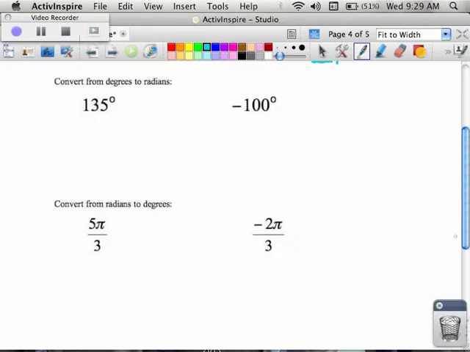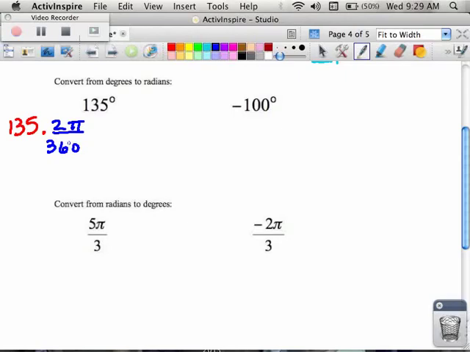First example. Let's change 135 degrees into radians. So I start with 135, and since I'm changing to radians, I'm going to multiply by 2 pi over 360.